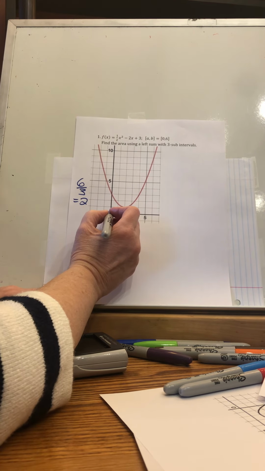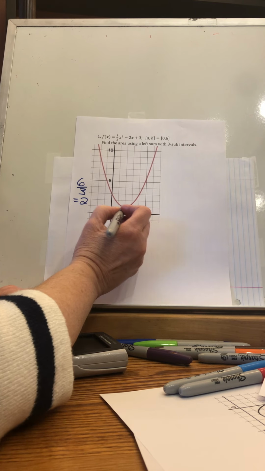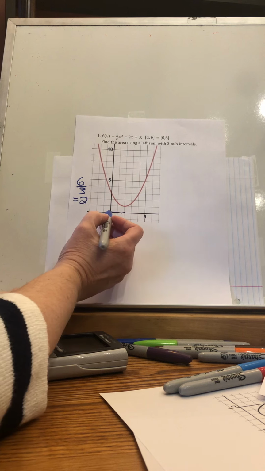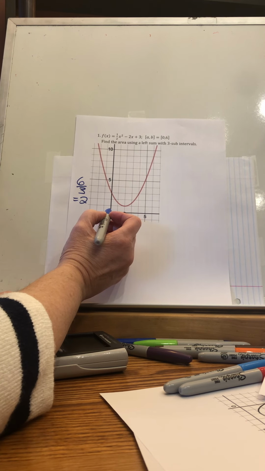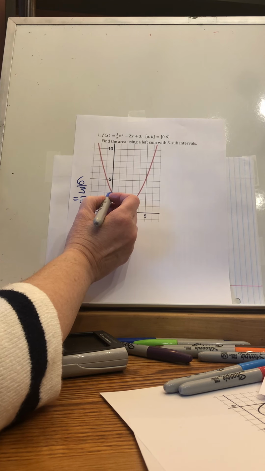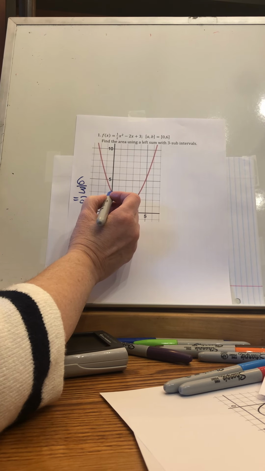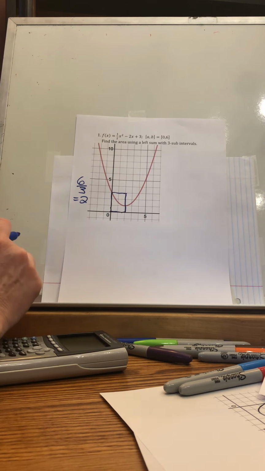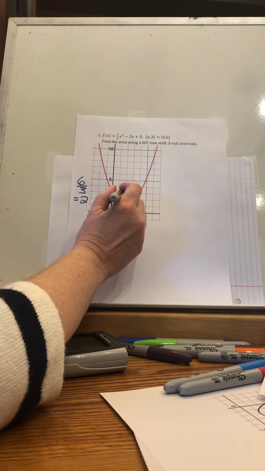Go down, 0 to 2 is the first rectangle. If I'm doing a left sum, that means the left side of the base determines the height of the rectangle. I go up until I hit the curve. I hit about 3. I go across and back down. That's my first rectangle to approximate the area under the curve.